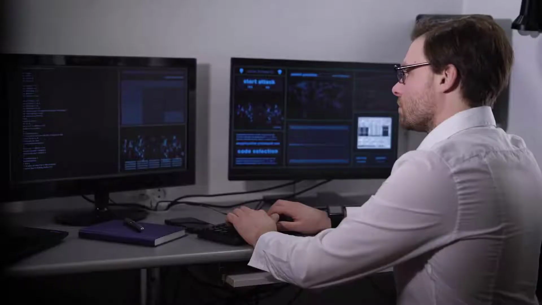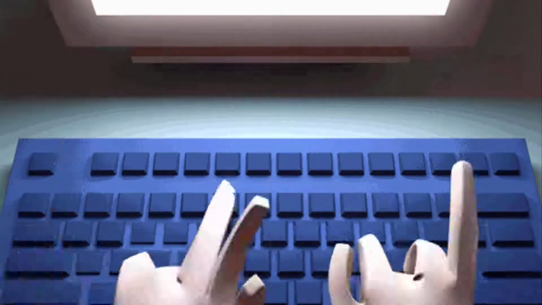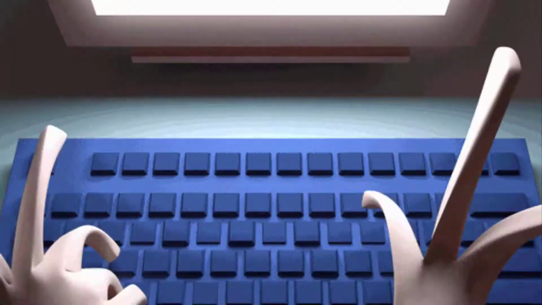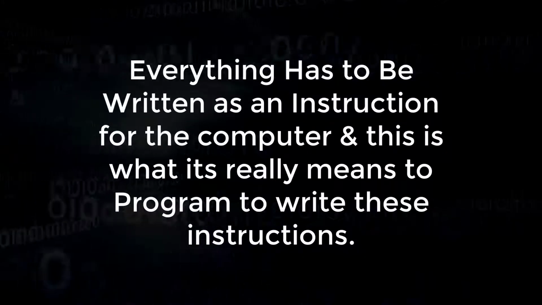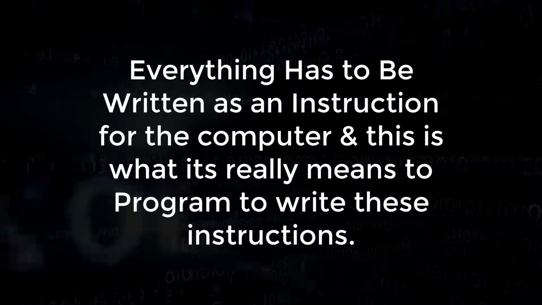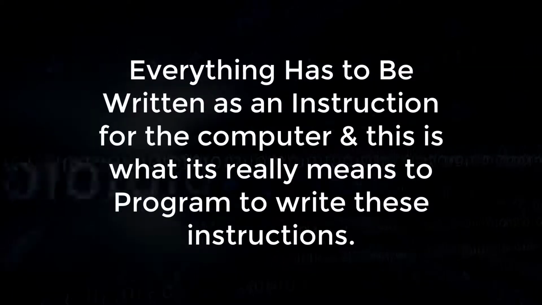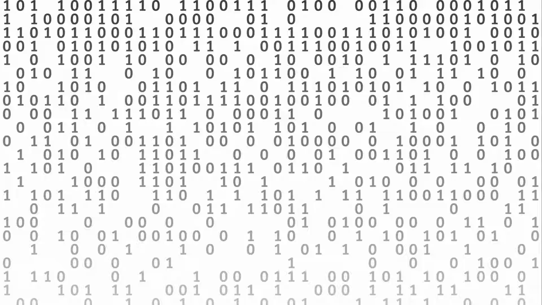In fact, it needs a human being to write instructions for it to do certain things, like to crunch a certain number or to draw certain colors on the screen. Everything has to be written as an instruction for the computer, and this is what it really means to program: to write these instructions, to write an algorithm. What is an algorithm? It's just a sequential list of instructions that solves a particular problem.